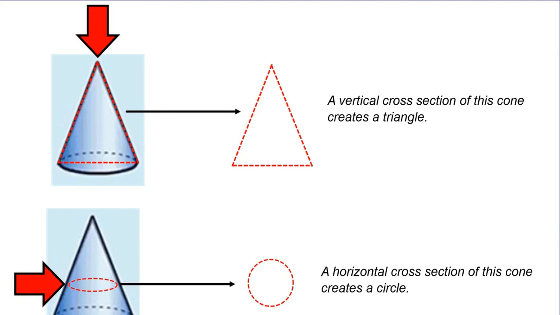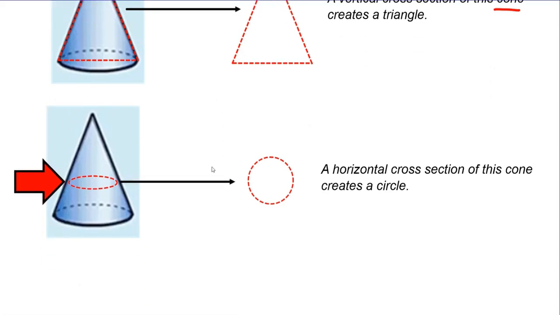Here we have a cone, and if we cut through this cone vertically from the top, from the tip, and we cut straight down, we're actually going to create a triangle. So a vertical cross section of this cone creates a triangle. Whereas if we cut this cone horizontally, we cut through it left to right, we're actually going to create a circle. So anywhere that we cut this cone horizontally, we're going to create circles, but those circles will get bigger and bigger the closer we get to the base. So different cross sections that we can create there.